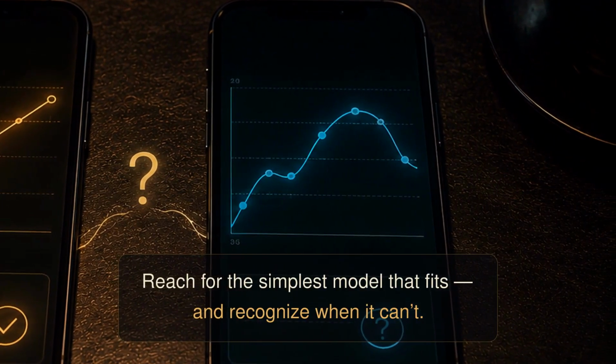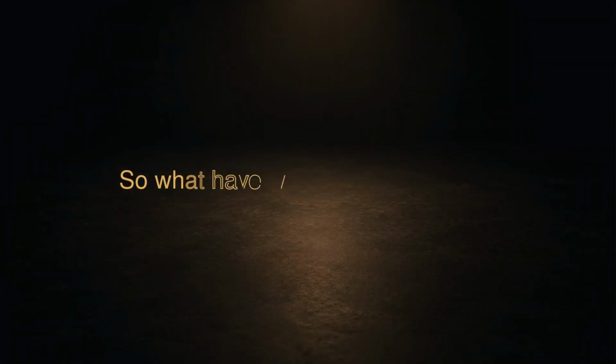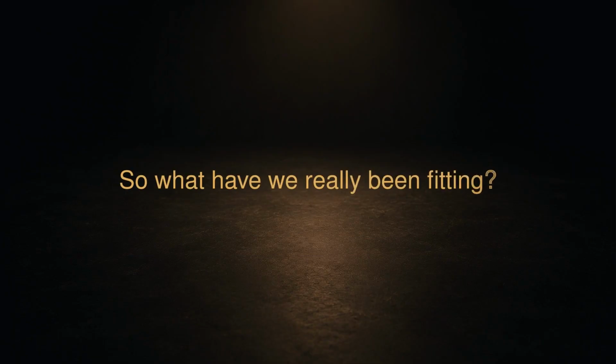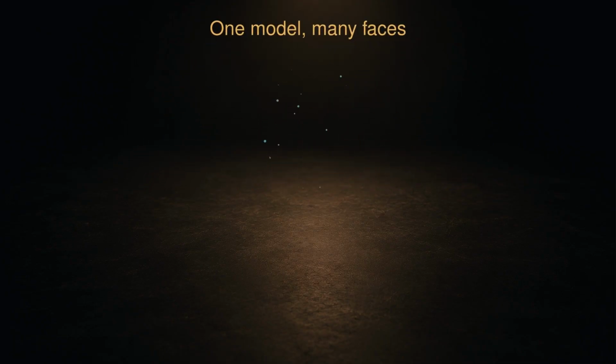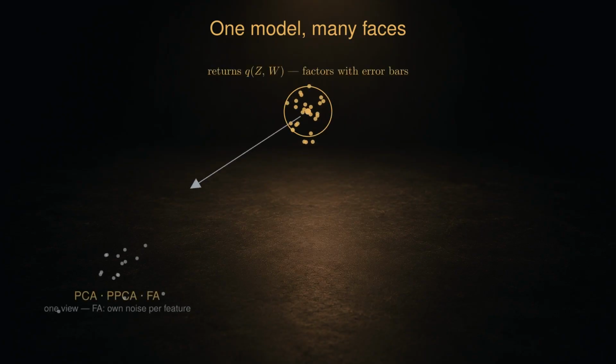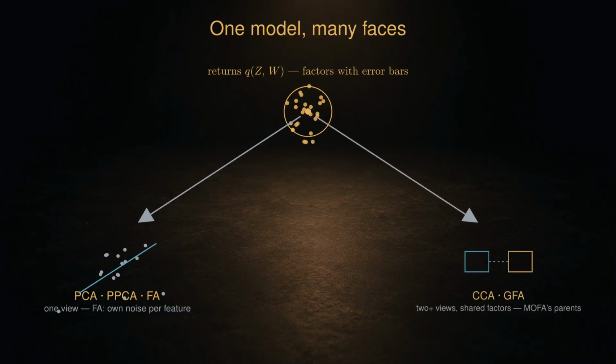What is this method underneath? Step back, and MOFA Plus is just one member of a very old family. Because it's Bayesian, it doesn't hand you a single answer, it returns a posterior, a spread over the hidden states and their loadings, so every factor comes with error bars. Strip it down to a single view, Gaussian noise, no sparsity, and what you're left with is ordinary principal component analysis. PCA is this exact model with the lights off.